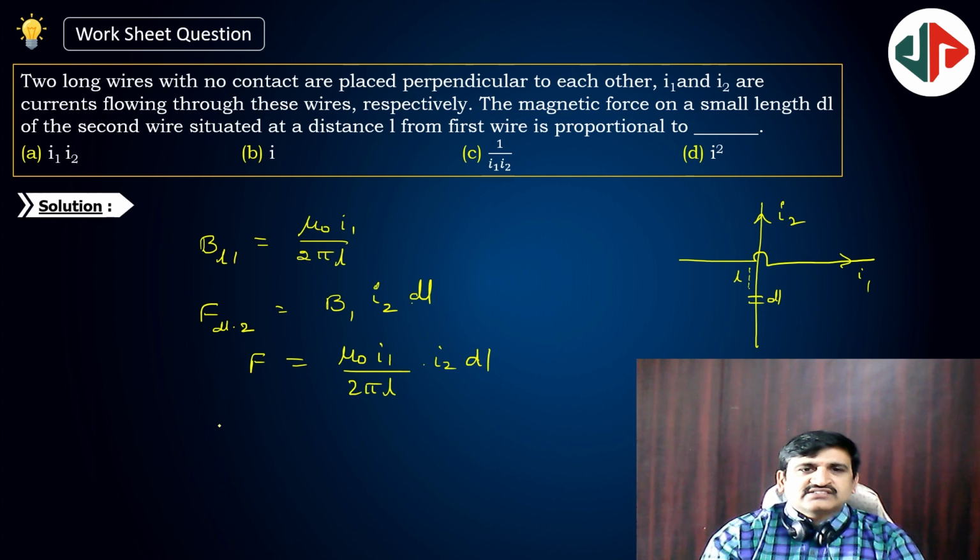He is asking, is proportional to what? Mu naught is constant, 2 pi is constant, so F is proportional to I1 I2 by L into dl. So I1 I2 proportionality is preferable here.